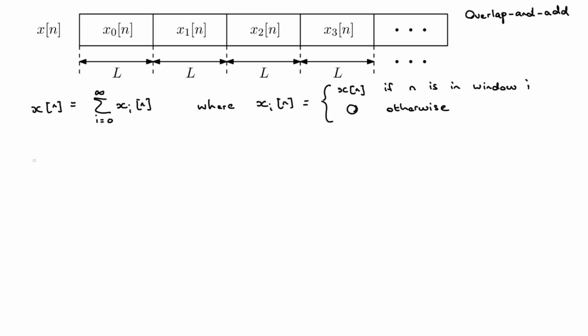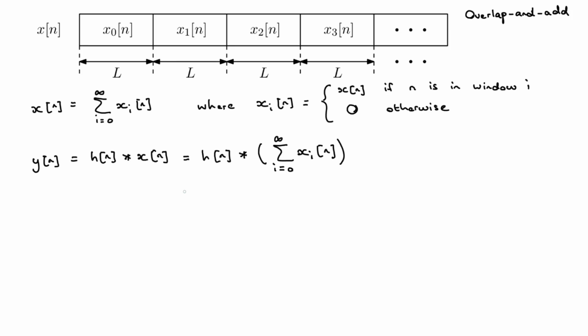Awesome. So what we want is the output of our system. The output of our system is the impulse response convolved with xn. We want to process the whole sequence, but we've split it into blocks, so we'll get there in a second. So this is just equal to hn convolved with the sum from 0 up to infinity of xin.